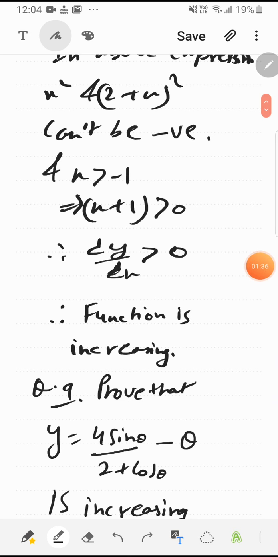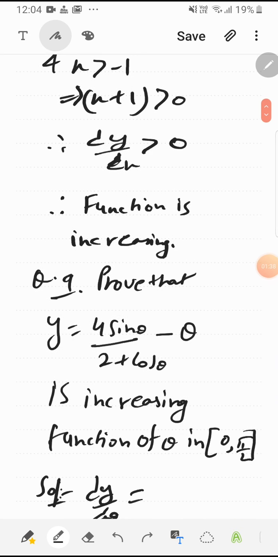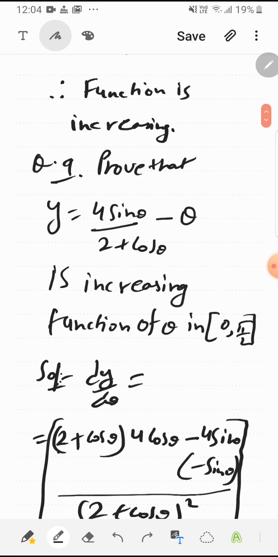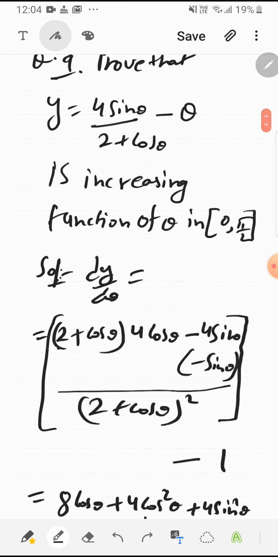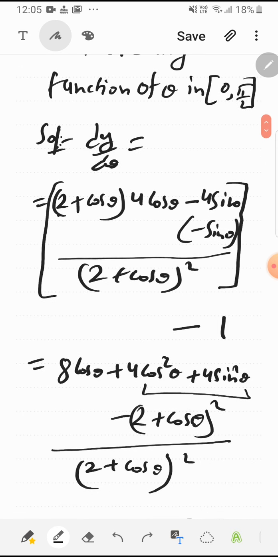Now a similar question: prove that y is equal to 4 sin theta upon (2 plus cos theta) minus theta is an increasing function of theta in the closed interval 0 to pi by 2. Now if we differentiate y, we get dy by d theta, as the quotient rule is applied, as (2 plus cos theta) as it is, 4 sin theta becomes 4 cos theta, minus 4 sin theta as it is, times the derivative of (2 plus cos theta), which is minus sin theta, upon (2 plus cos theta) whole square.